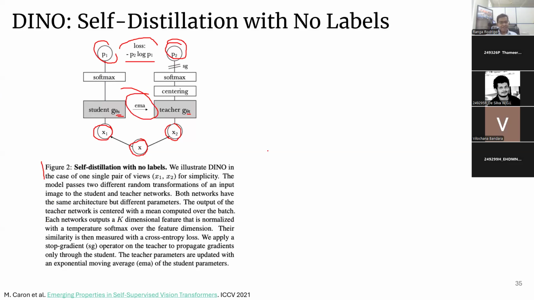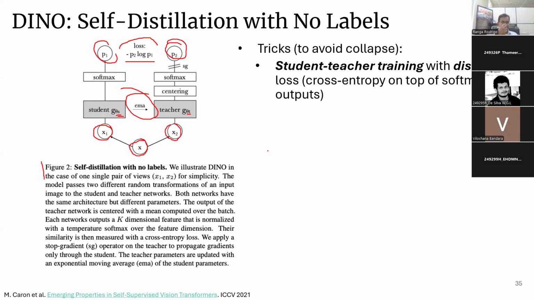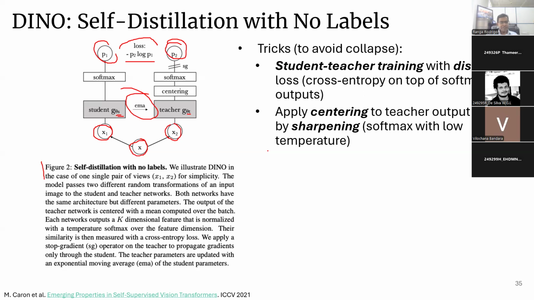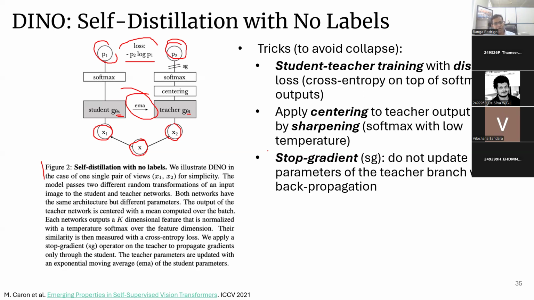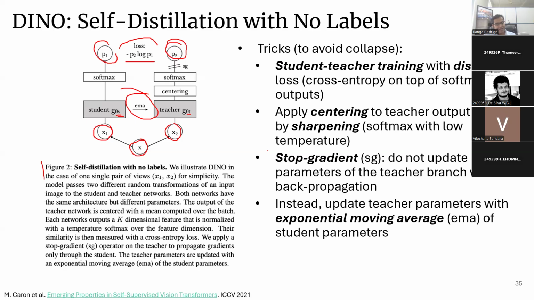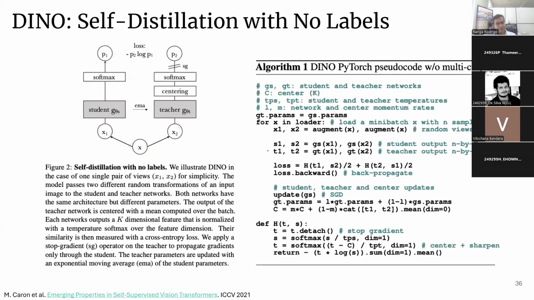There are other things about DINO, tricks to avoid collapse. Student-teacher training with a distillation loss, cross entropy on top of the softmax outputs. Apply centering to the teacher output, followed by sharpening, softmax with a low temperature. Stop gradient: do not update the parameters of the teacher branch with backpropagation. Instead, update the teacher parameters with the exponential moving average of the student parameters.